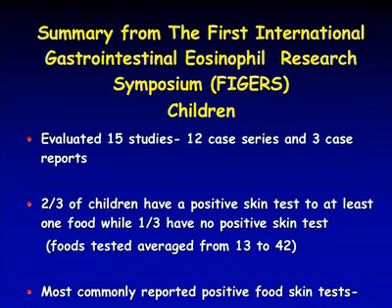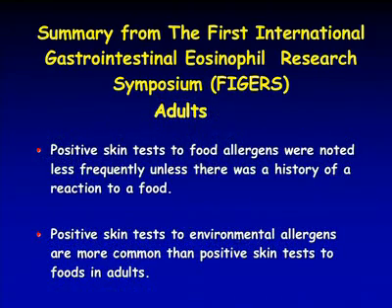In a review that we've discussed before, a review of the literature through Figers evaluated 15 studies in children, and 2/3 of children had a positive skin test to at least one food. And again, the most common foods that were found to be abnormal, that had positive food testing, included peanut, egg, soy, and others shown here. There have been very few studies performed in adults to date. The positive skin tests to those food allergens have been noted to occur less frequently unless there's a history of a reaction to a food, and this may be an interesting point of discussion with our allergy colleagues too.